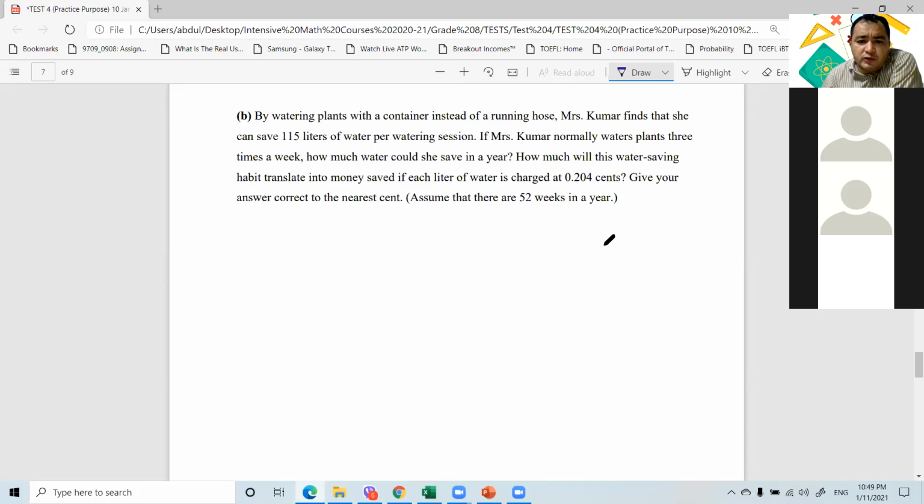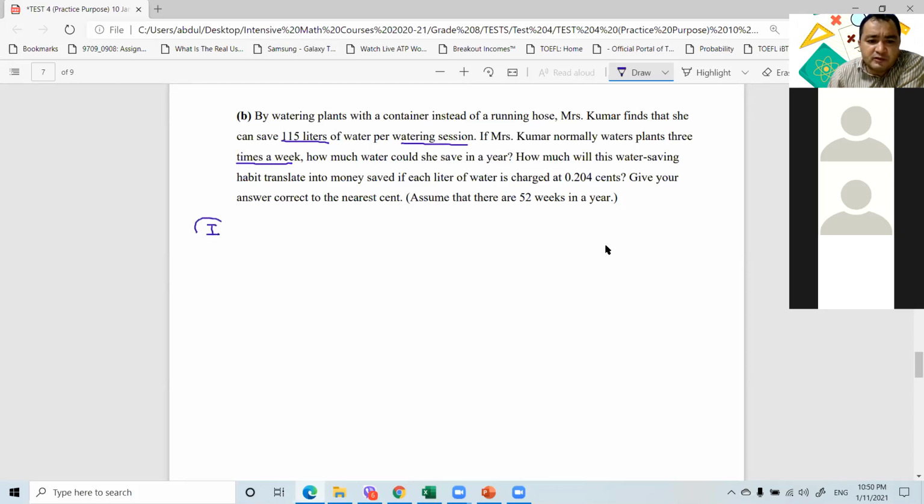So it says that by watering plants with a container instead of a running hose, Mrs. Kumar finds that she can save 15 liters of water per watering session. Okay, I don't know how many watering sessions we have. You'll see this now. If Mrs. Kumar normally waters plants 3 times a week, how much water could she save in a year? Okay, that is the first part of the question.